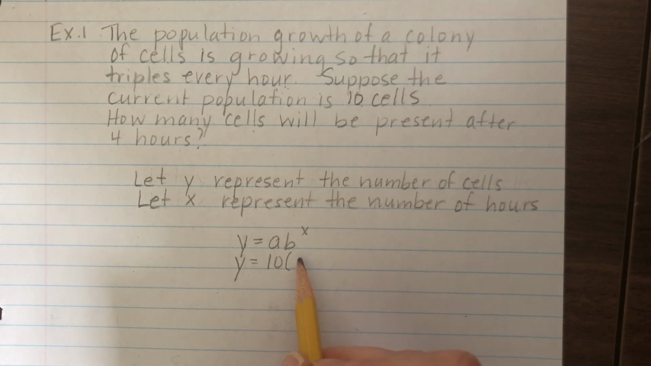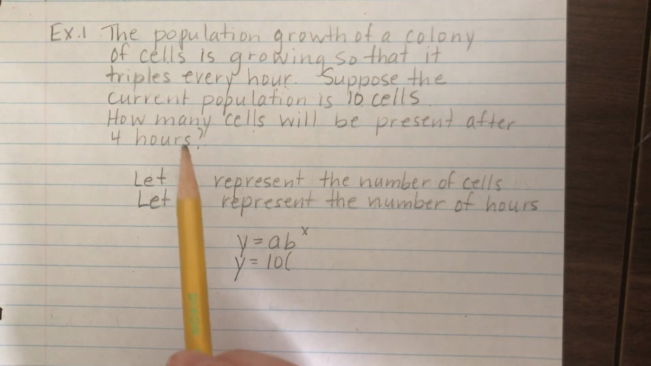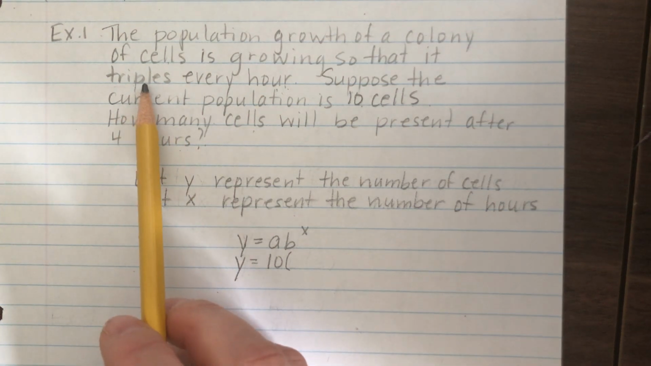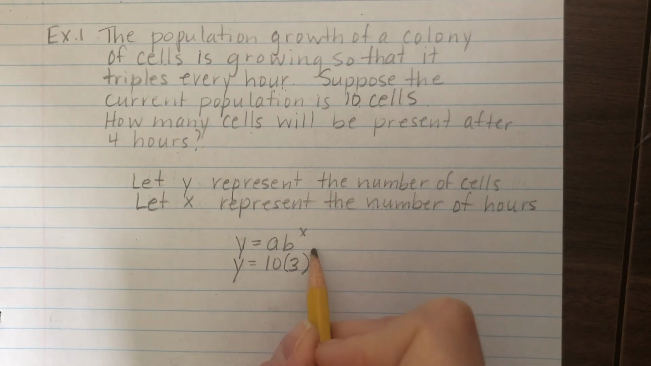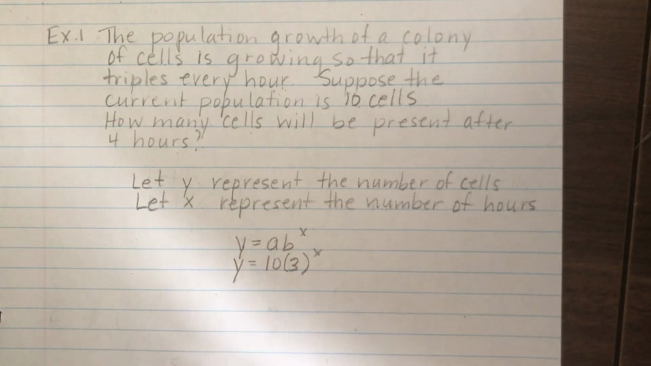So if we're starting with 10 cells, we're going to be multiplying by 3 each time since the number of cells triples. So we put 3 in for B. And this is the equation that models the scenario.